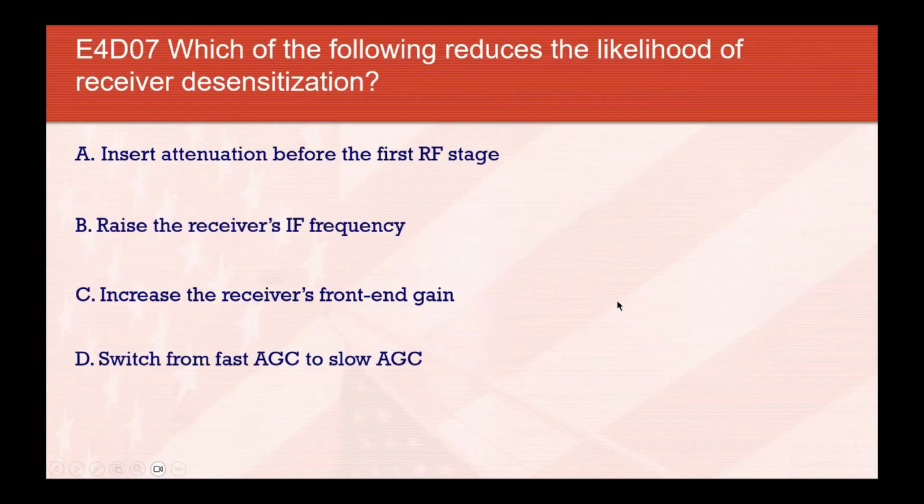What reduces the likelihood of receiver desensitization? If we can attenuate the front end, we cut the signal back, then it won't be desensitized. That makes sense, doesn't it?